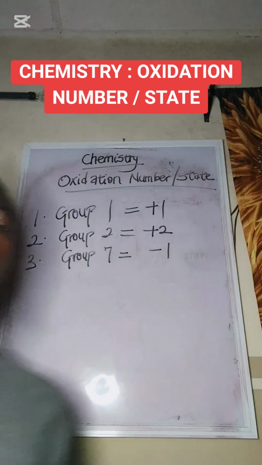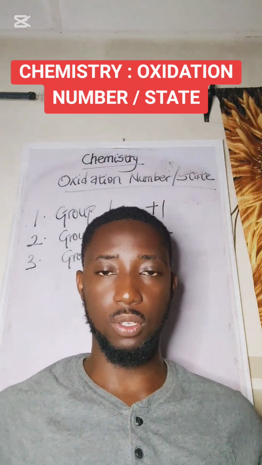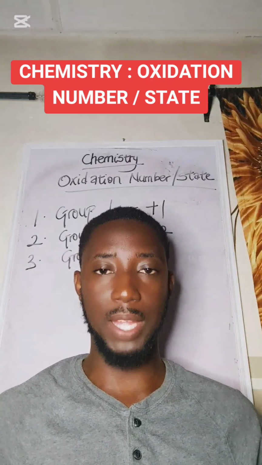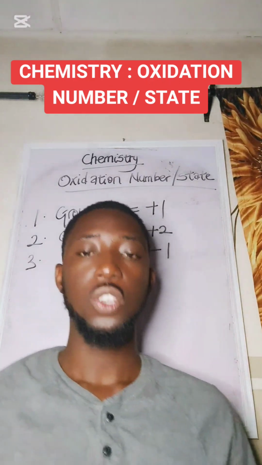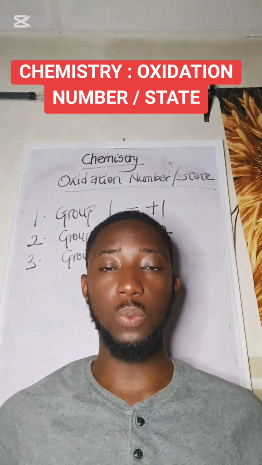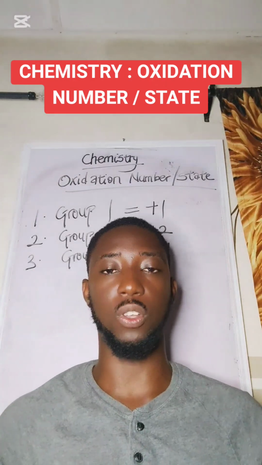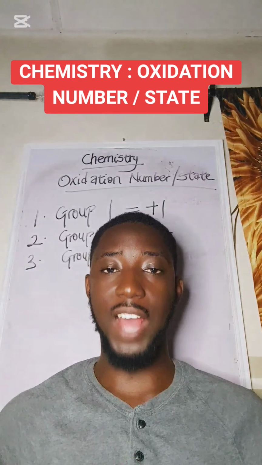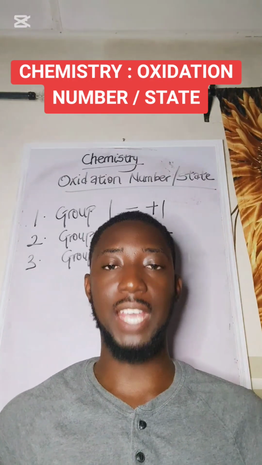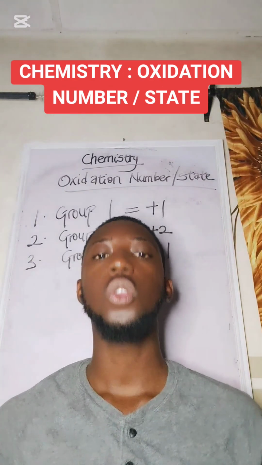Remember that hydrogen is in group 1, but hydrogen is not a metal, rather a non-metal. So whenever hydrogen is combining with a non-metal, it is usually given an oxidation number of +1. But if hydrogen is attached to a metal, it takes -1 as its oxidation state.